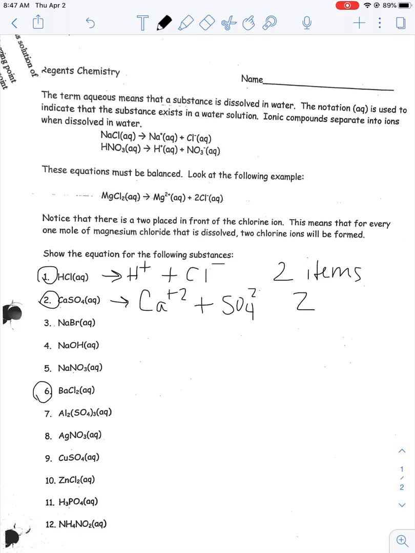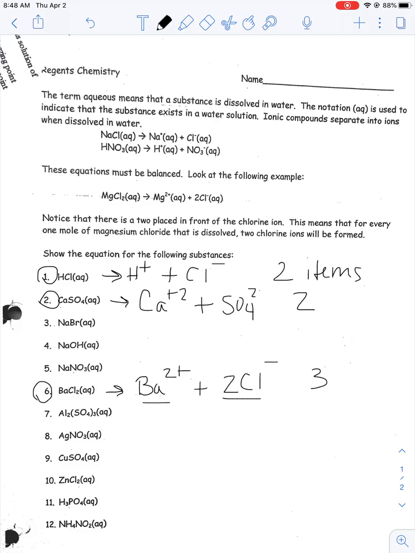Let's go to 6. Number 6 is barium chloride. When barium chloride breaks up, it breaks up into the barium ion, which is in group 2, and two chloride ions. So this actually breaks up into 3 components. Now you don't have to be an expert in this. I just wanted to point out that even though things might break up in water, some may have a greater effect than others.